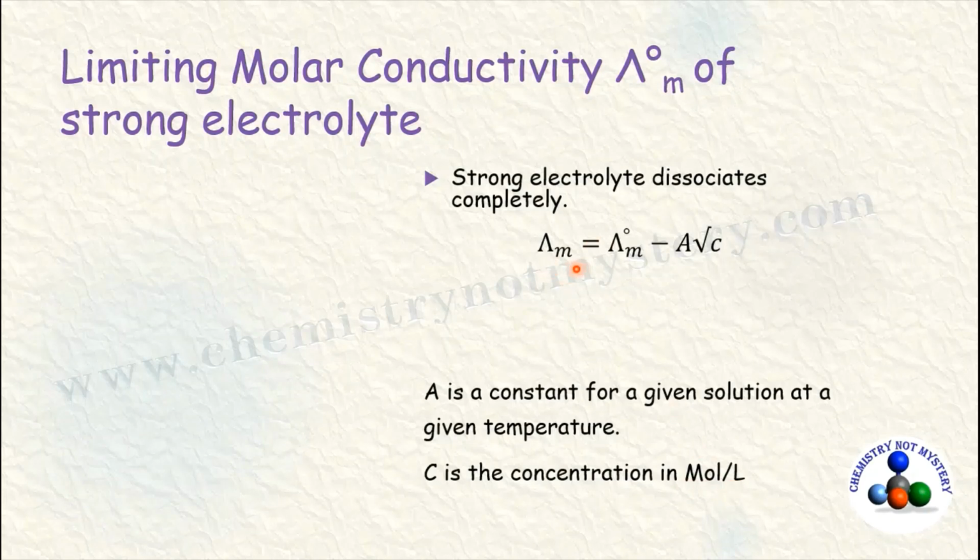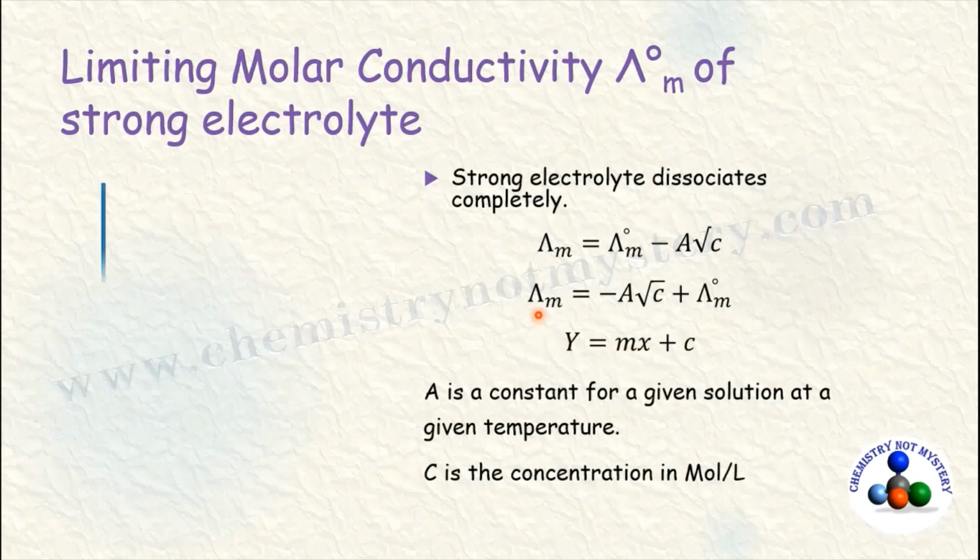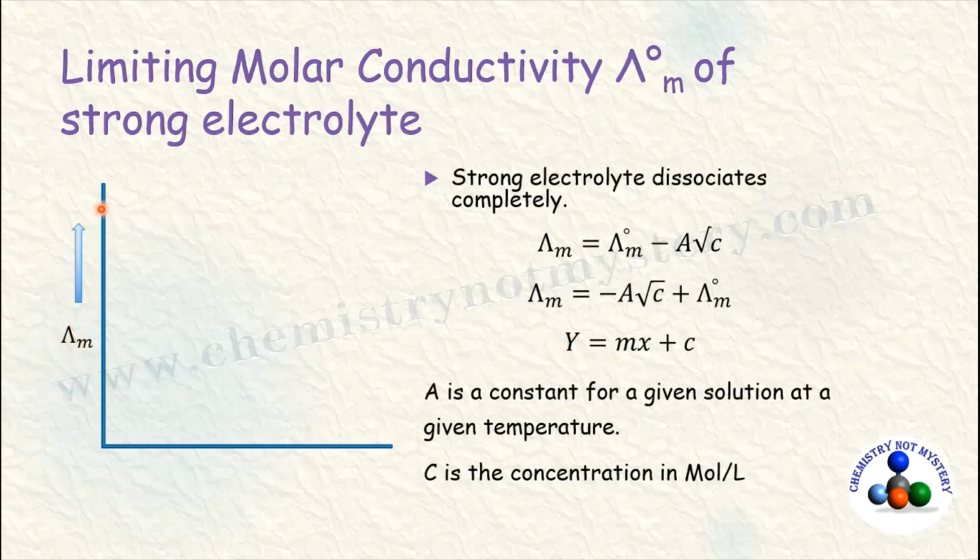When you rearrange this equation, you will get lambda m is equal to minus a root c plus lambda m naught. When you compare this equation with a straight line equation, y is equal to mx plus c, here lambda m can be compared with the y, so we can plot lambda m on y-axis and x can be compared with root c. So we will plot root c on x-axis.